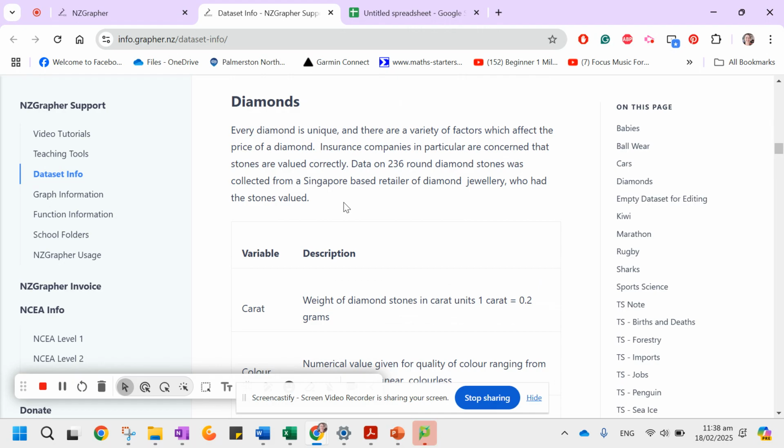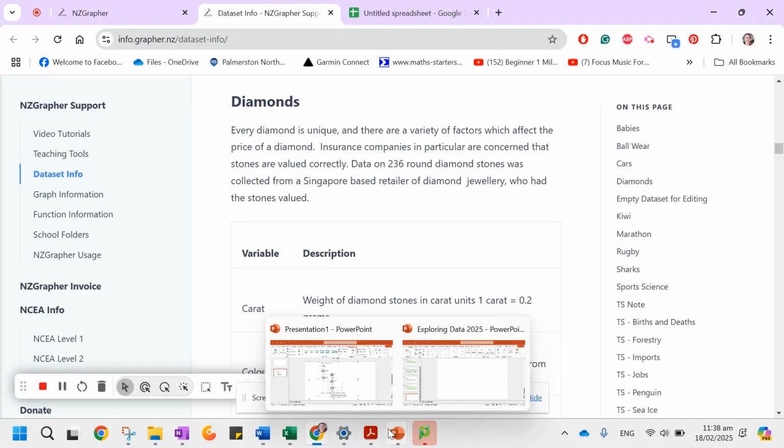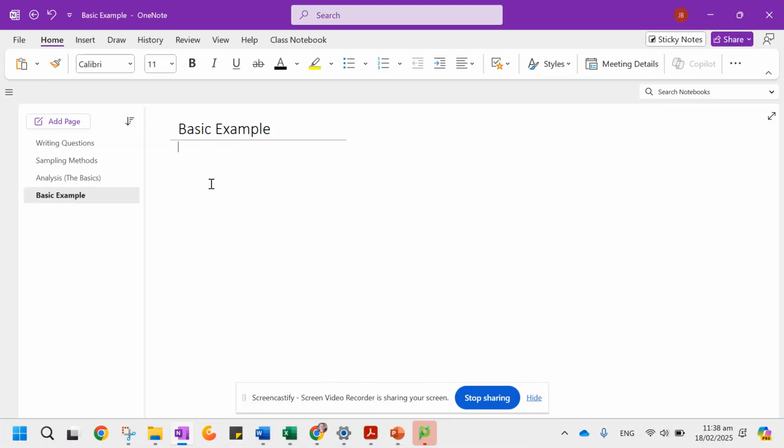This data is on 236 round diamond stones that were collected from a Singapore-based retailer of diamond jewellery, who had the stones valued. So our population, we could say, is diamond stones from the Singapore-based retailer. It's not the 236, okay? We just say our population is the diamond stones from a Singapore-based retailer. And we might want to write that down so that we remember when we want to deal with it later.